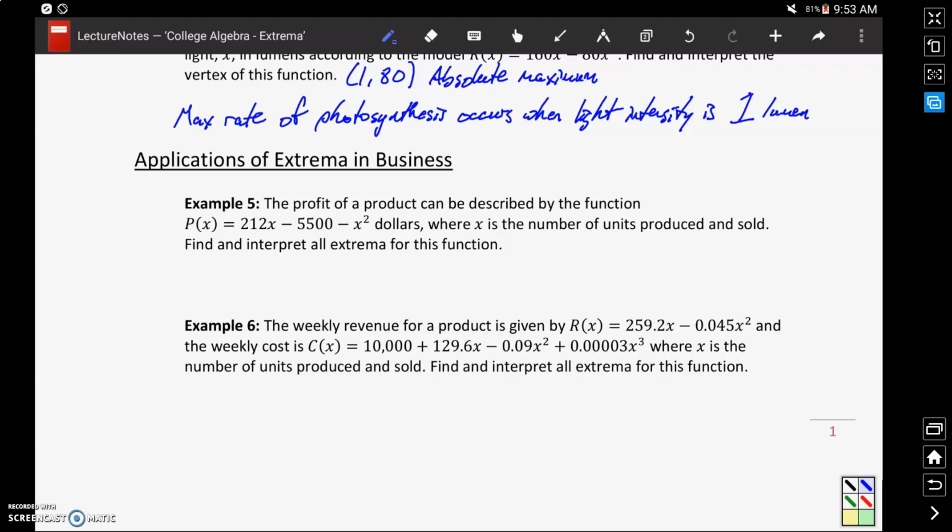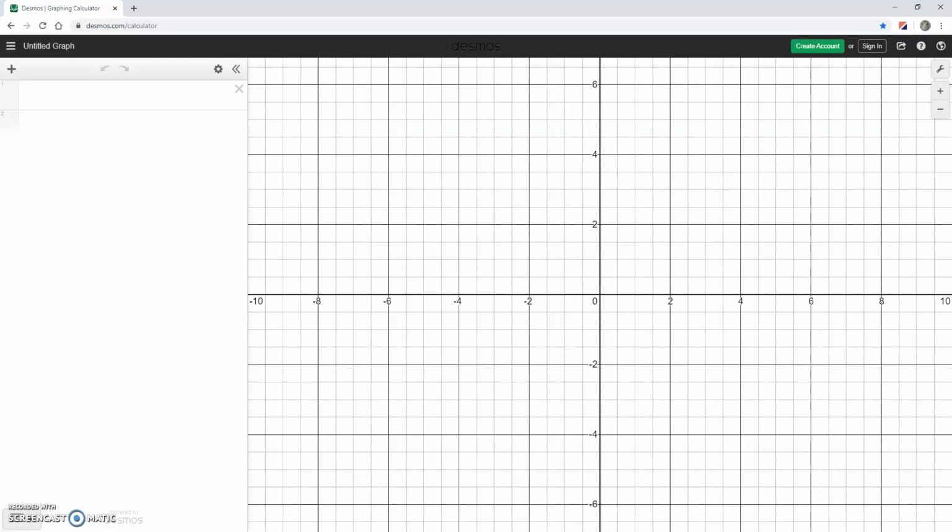A very common business application is looking at maximizing profit, since companies would generally be interested in making as much money as possible. So in example 5, we're given a profit function, 212x minus 5500 minus x squared. We want to identify and interpret all extrema for this function.